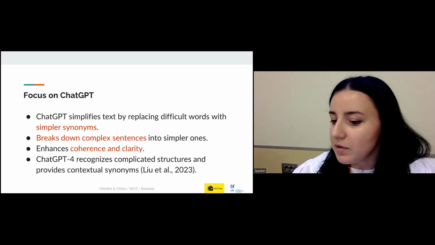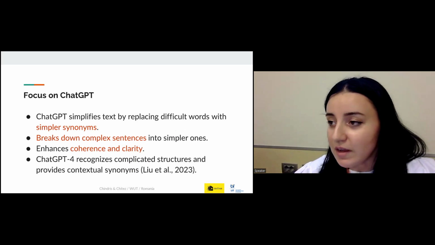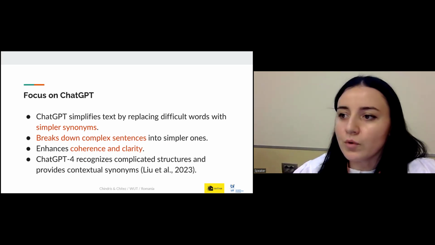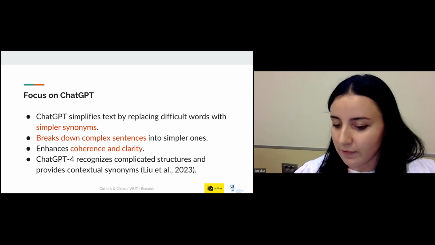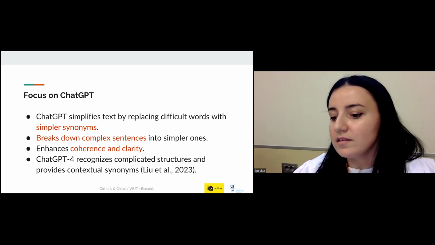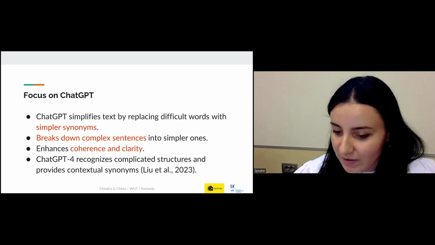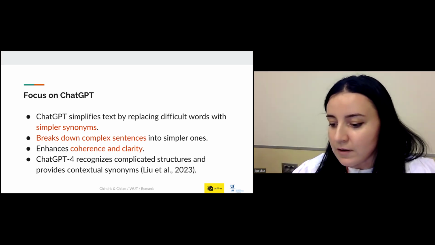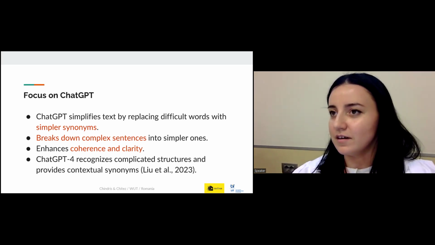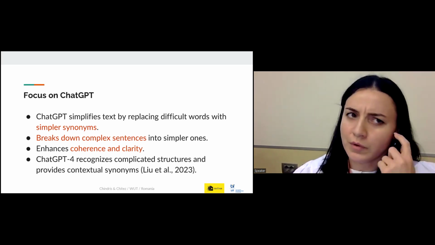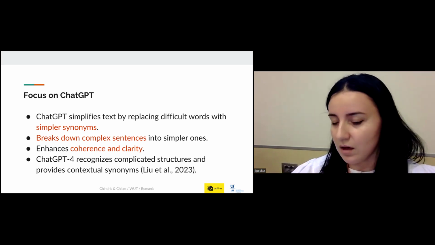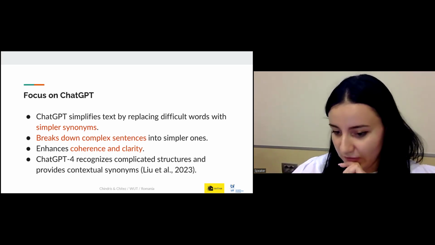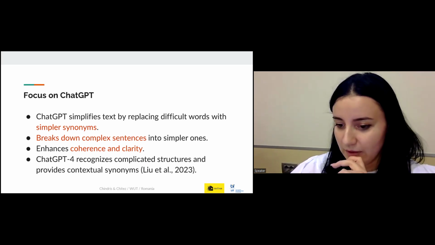So ChatGPT simplifies text by replacing difficult words with simpler synonyms, and it works on both lexical and syntactic levels, and enhances coherence and clarity. Since its creation, it has evolved significantly when talking about simplification, and you will see some examples.